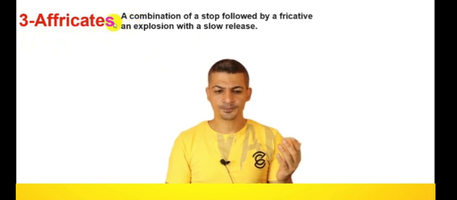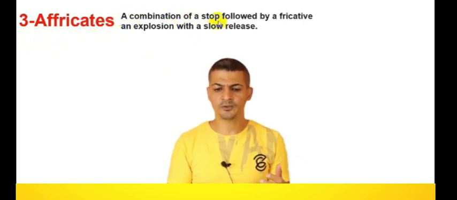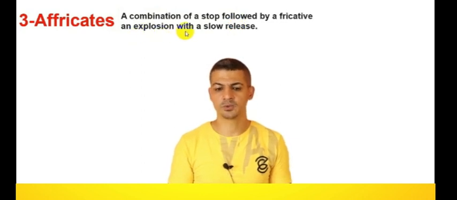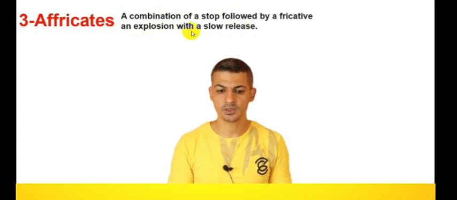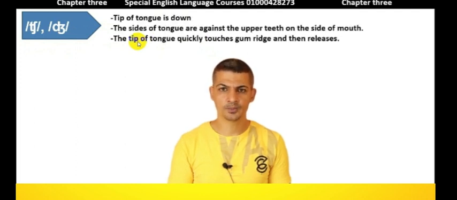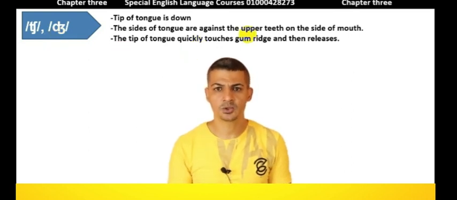Affricates, a combination of a stop followed by a fricative, an explosion with a slow release. The sounds in this group are ch and j. How can we pronounce them? How can we make these two sounds?